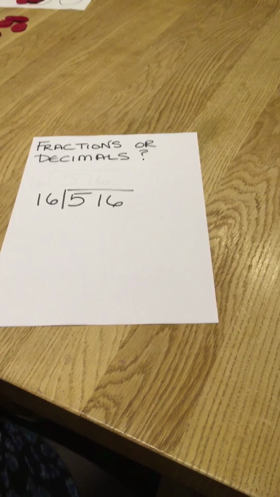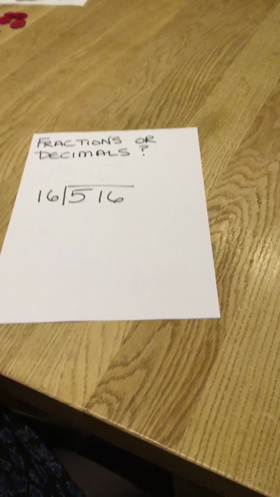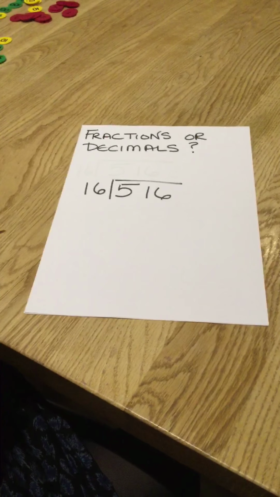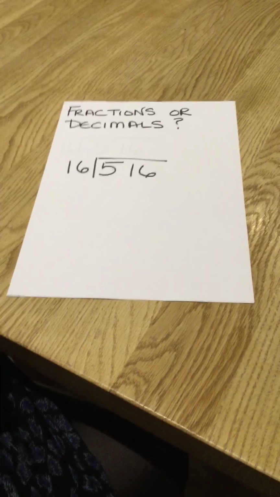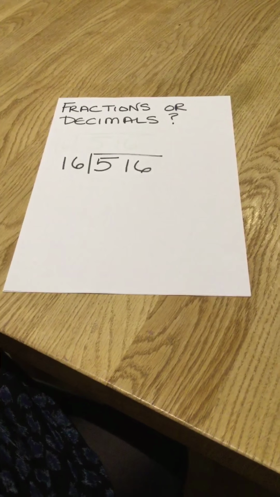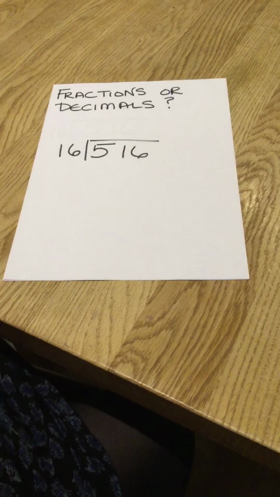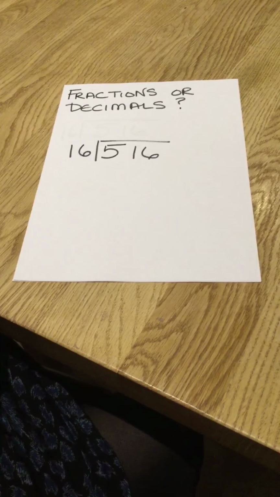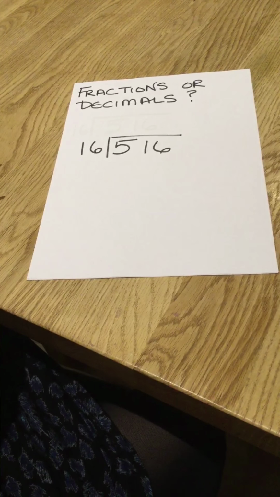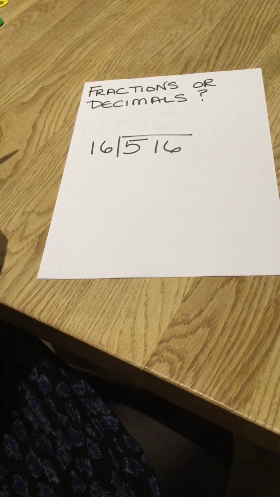Sometimes we use a remainder because we want to know how many are left over when we've done the division. But often we don't want to. We want to get a final number. And then we choose whether we want to express it as a fraction or a decimal. I'm going to show you how to do a fraction first, and then we'll do the same calculation so we can find out the decimal.